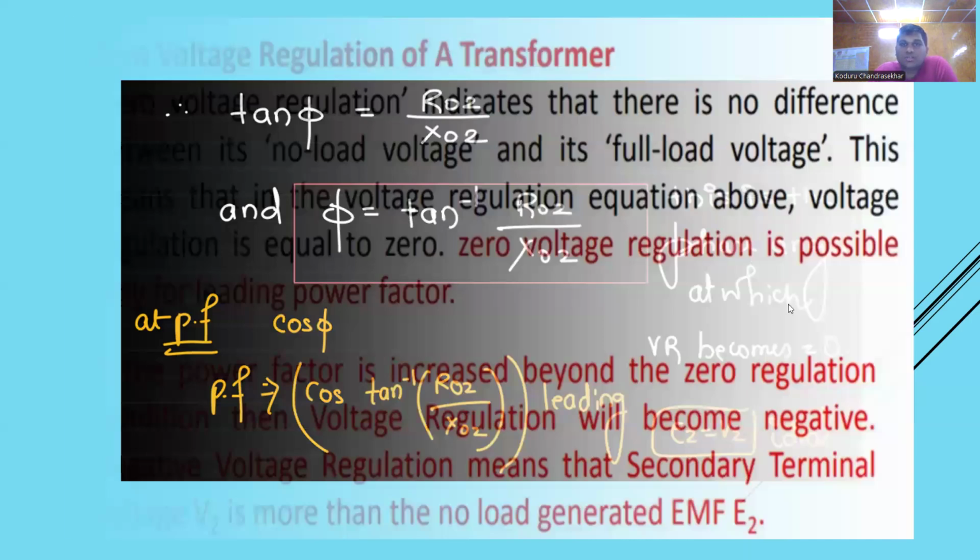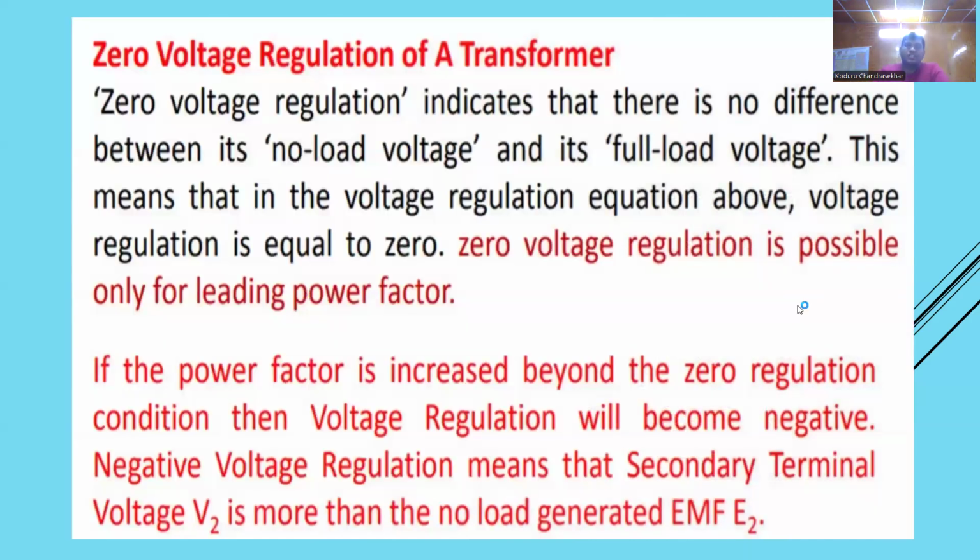Okay, zero voltage regulation of a transformer indicates that there is no difference between its no load voltage and its full load voltage. This means that in the voltage regulation equation above, the voltage regulation is equal to zero. Zero voltage regulation is possible only for leading power factor. If the power factor is increased beyond the zero voltage regulation condition, then the voltage regulation will become negative. Negative voltage regulation means that the secondary terminal voltage V2 is more than the no load generated EMF E2.